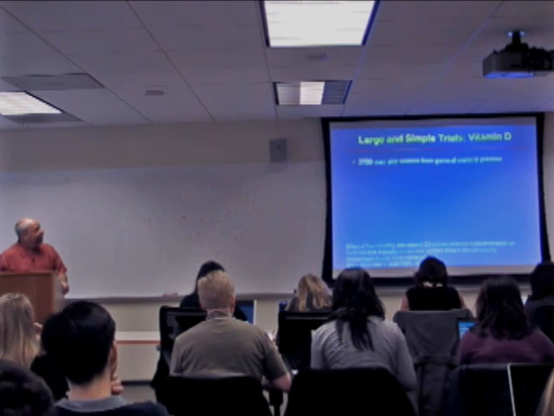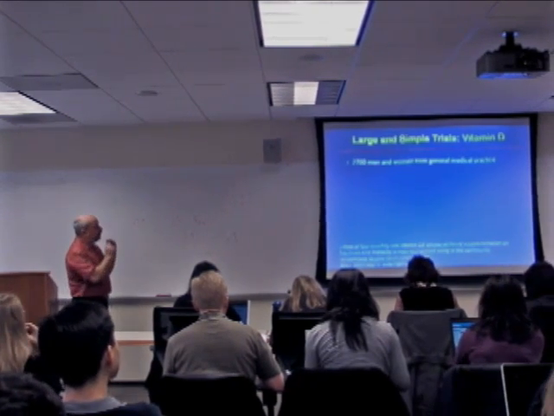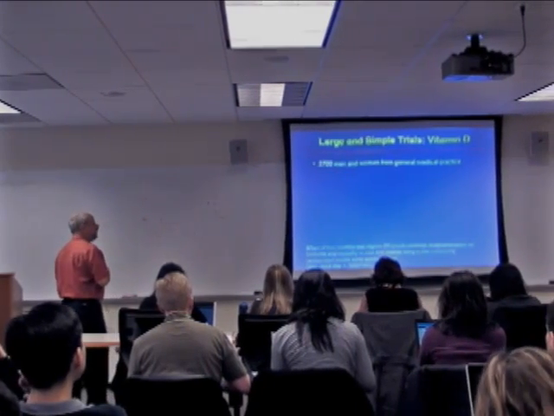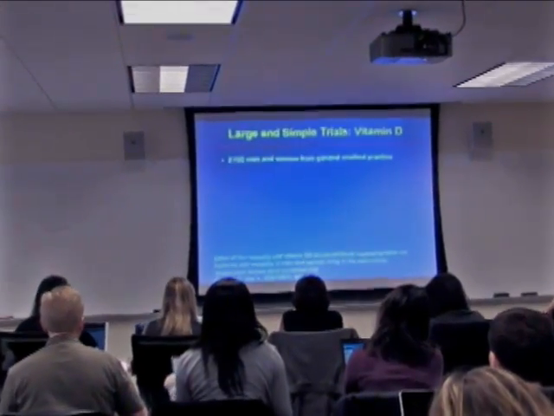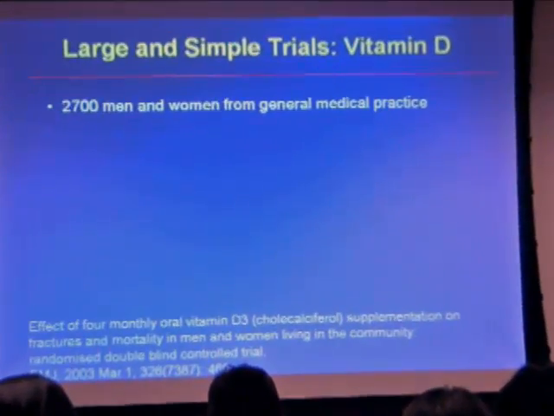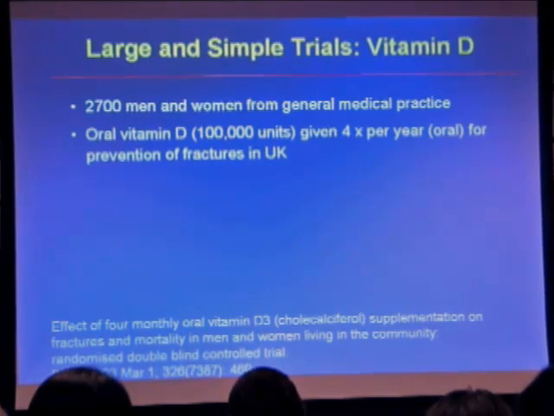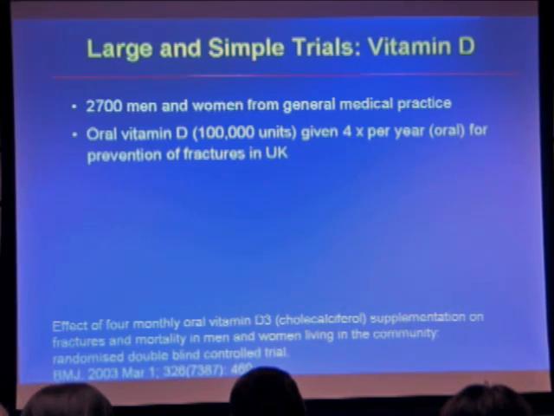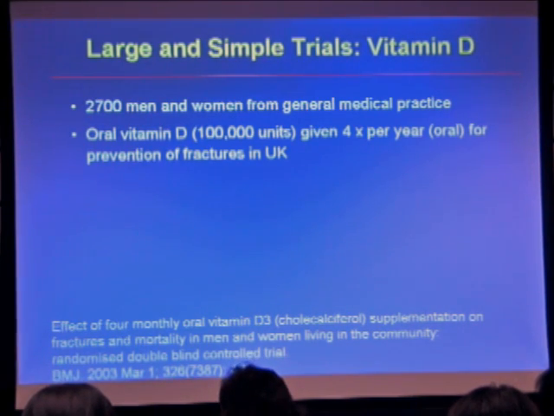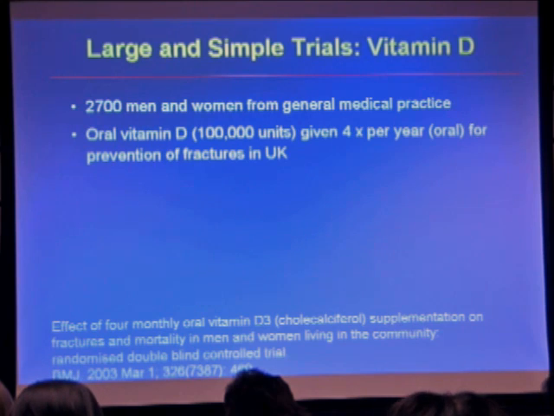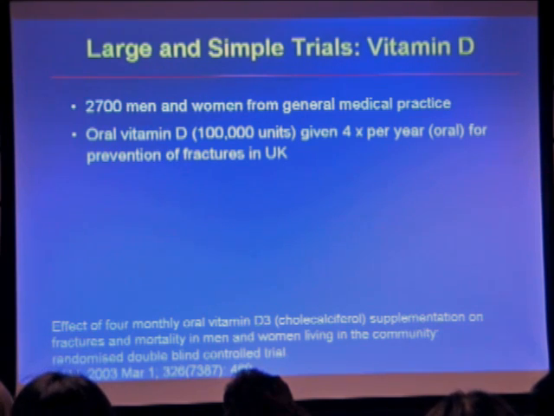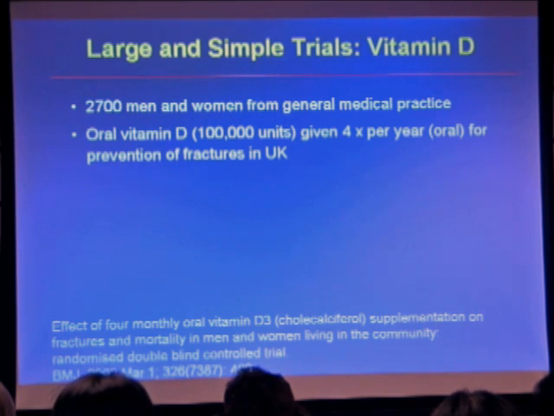Okay, so here's an example of a large and simple trial, and the British are particularly good at doing these. There are a lot of British trials. This is a British trial, 2,700 men and women from a general medical practice, and they were studying vitamin D. So what they did is they distributed oral vitamin D, 100,000 units, which is a lot, but it was given only 4 times per year orally, and they were looking at the prevention of fractures. So vitamin D is a particularly good thing to study because they mailed out a pill every 3 months. They got your pill in the mail. Hopefully people would open the mail and take the pill. So that's a nice way to do it.